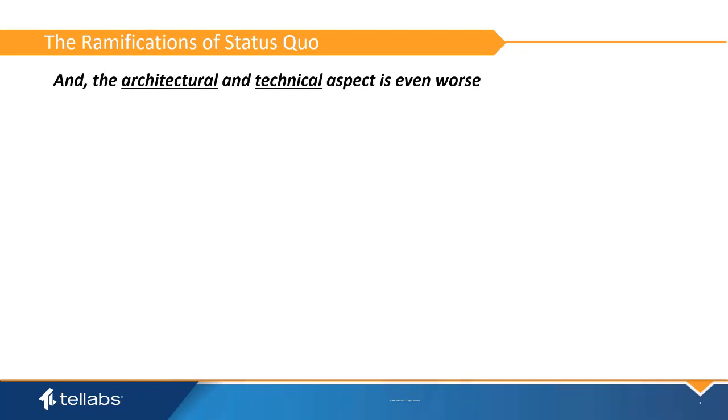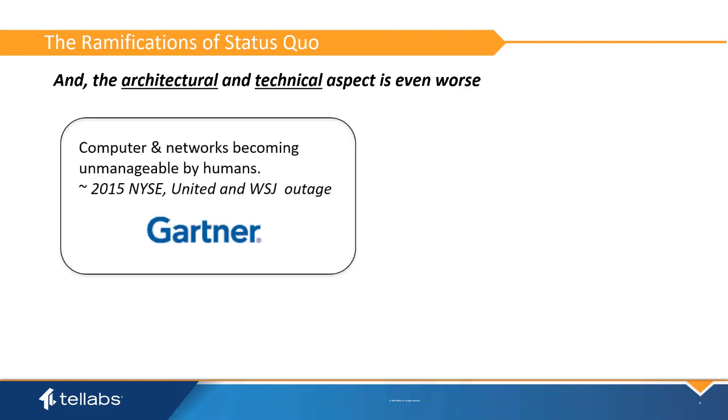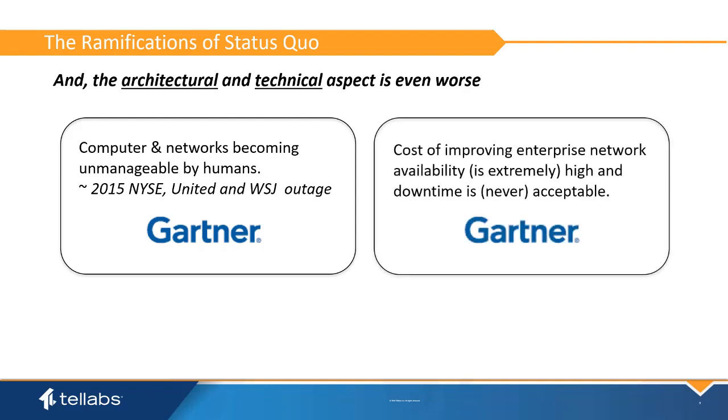Now, if we look at the architecture and technical aspects, there are even some more challenging things. We've seen these major outages, and the root cause has been that these networks are so complex, they're barely manageable by humans. And the cost of improving these networks, building highly meshed, highly redundant networks, is very high. But the fact is, downtime is not acceptable anymore.